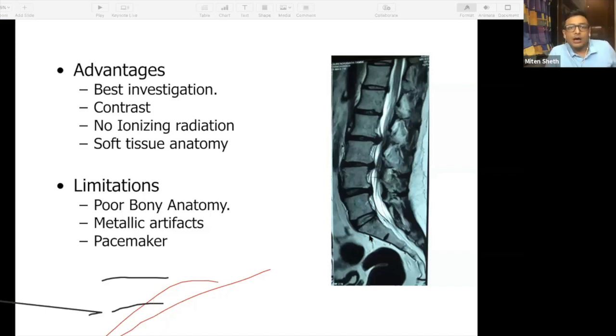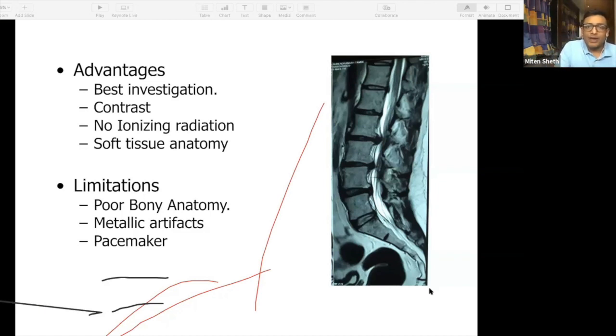Okay. The disadvantages are that the bony anatomy cannot be as clearly differentiated as in a CT scan. But with the newer 3 Tesla MRIs, even that can be taken care of. Pacemakers are another problem, because when you have pacemakers, especially old generation pacemakers, you're not able to do your MRI.